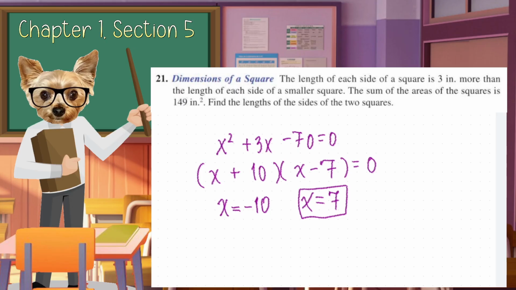So that's the length of the smaller. So the smaller square is a 7 by 7, and it was inches. And that makes the other one 10 by 10. And there you have it.